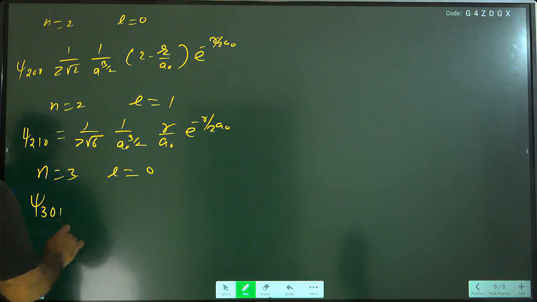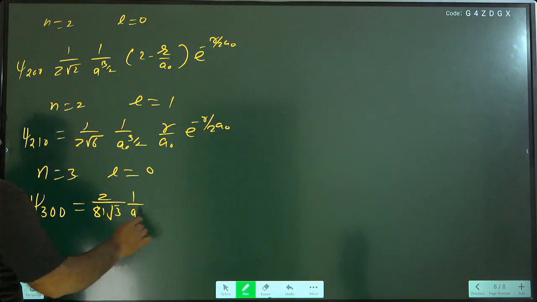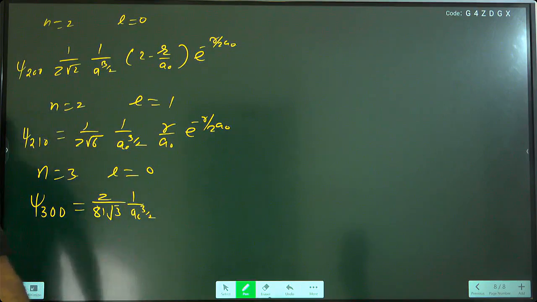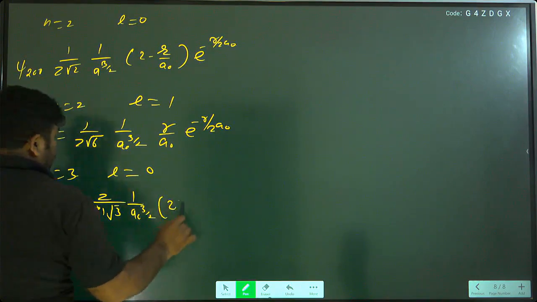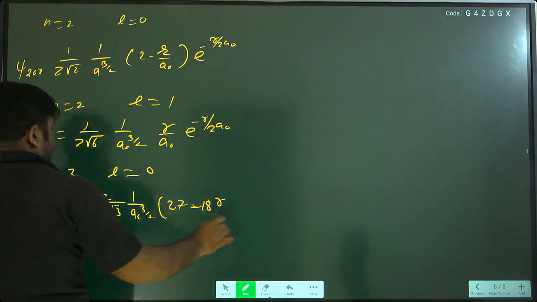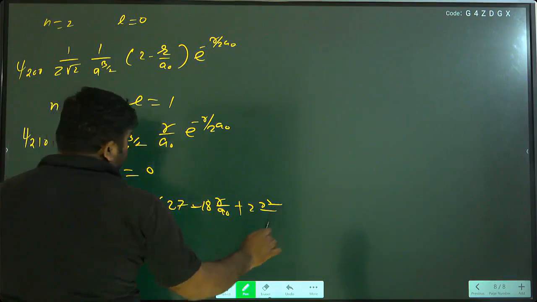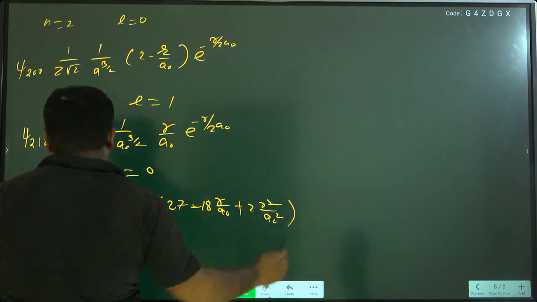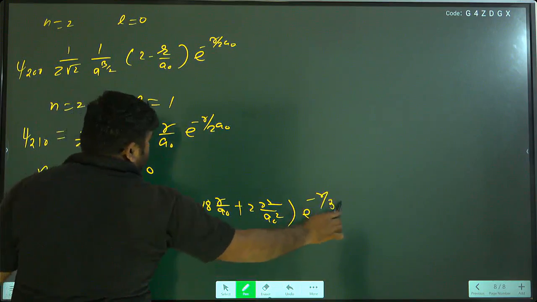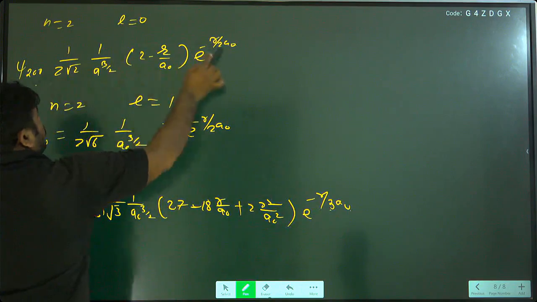Psi 2 0 is equal to 2 upon 81 into root 3 into 1 upon a naught to the power 3 by 2 into 27 minus 18 r upon a naught plus 2 r square upon a naught square into e to the power minus r upon 3 a naught. Because n is equal to 3, so 3 comes here, and n is equal to 2, so 2 comes here.